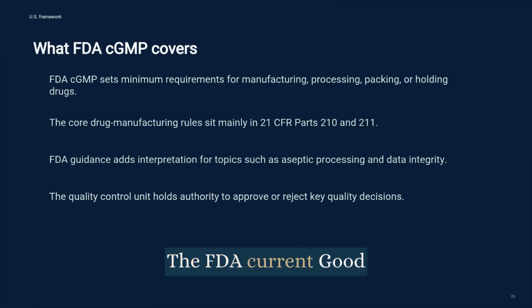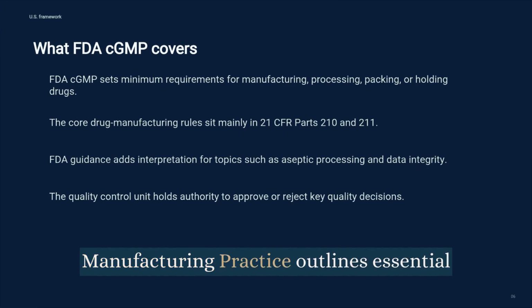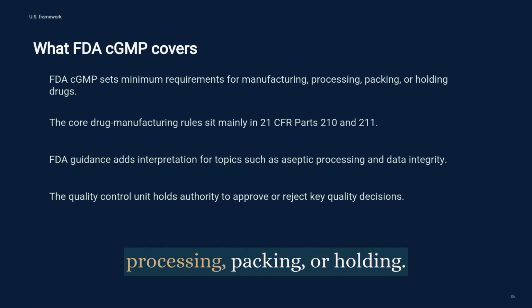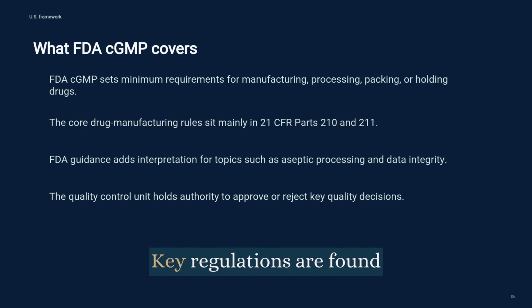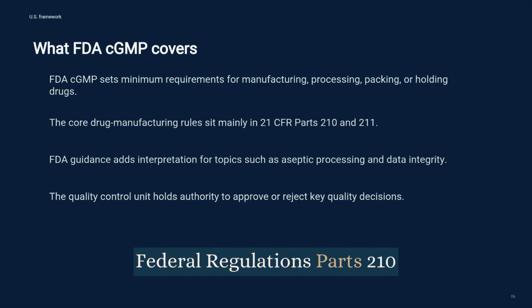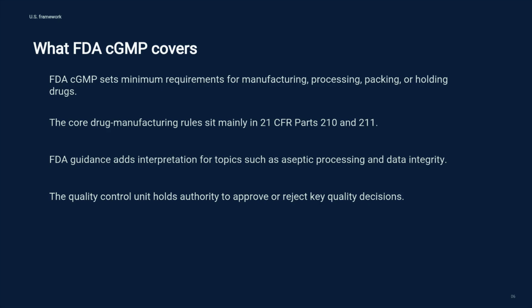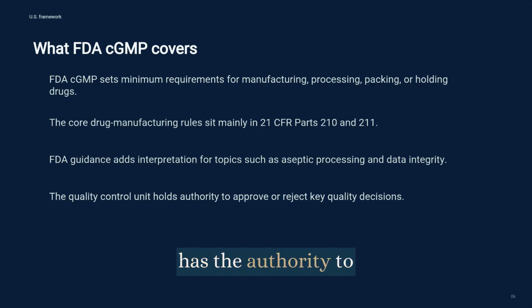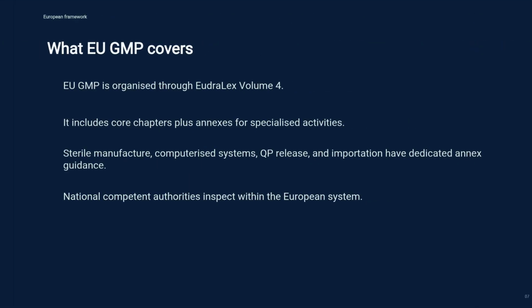The FDA current good manufacturing practice outlines essential standards for drug manufacturing, processing, packing, or holding. Key regulations are found in 21 Code of Federal Regulations, Parts 210 and 211. Additional guidance covers aseptic processing and data integrity. The Quality Control Unit has the authority to approve or reject critical quality decisions.